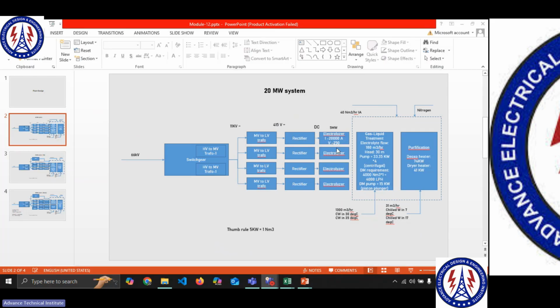And then you have 4 electrolyzers connected to one gas liquid treatment. So that means this is 1000 into 4, a 4000 NMQ gas liquid treatment system. For that, you need to find the electrolyte flow, in NMQ per hour. In this case, we will find out how much cooling water should flow. Everything we know how to calculate. Right? Let's see that also.